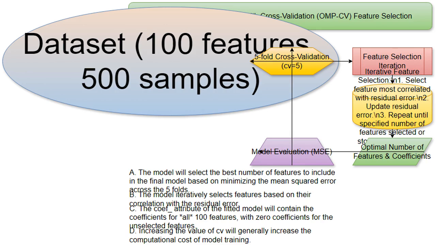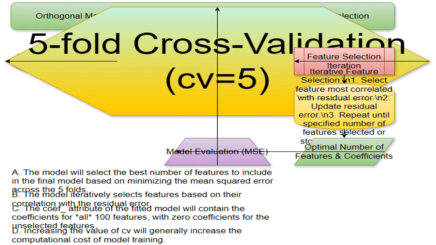Think of it like 100 different pieces of information collected on each of 500 people. This is the data I'll use to build my model. Let's do it. To prevent overfitting and improve reliability, I'm using 5-fold cross-validation.